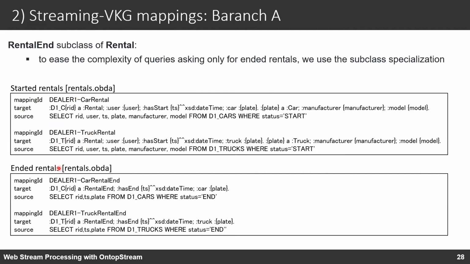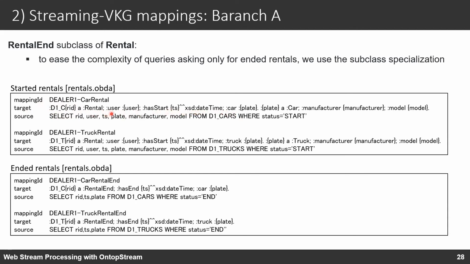So let's see how we can translate our data. In practice, what we need to do is to create two groups of mappings: one about started rentals and one about ended rentals, because we want to specify our source queries and filter where the status is start or end. And then, once we have the information about the rental, if it's started or ended, we can write our RDF translation by saying that this thing here is a rental, which has a set of fields.